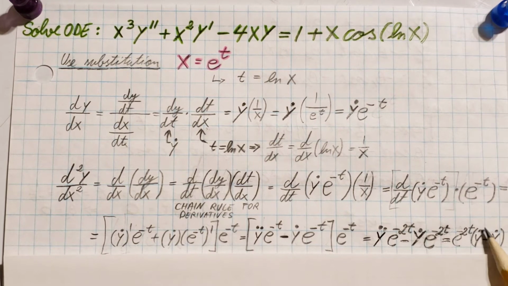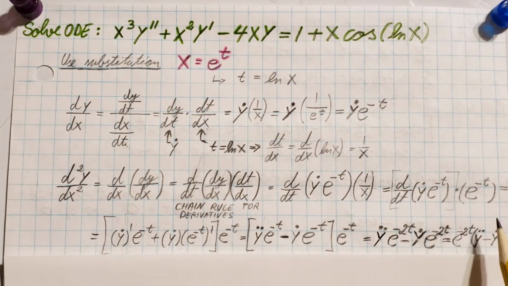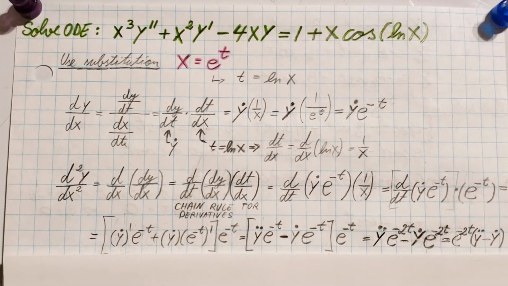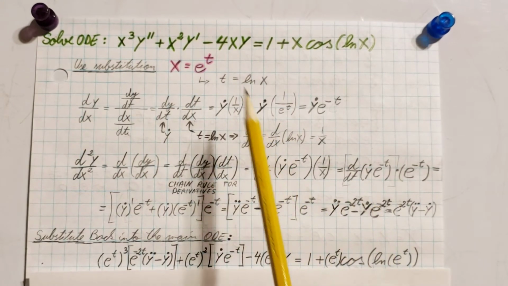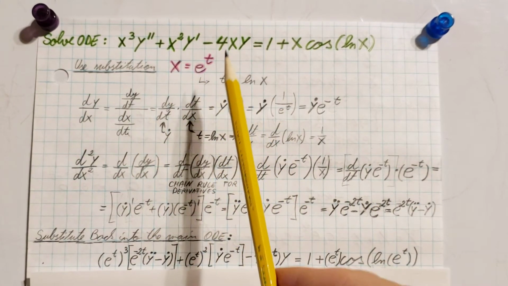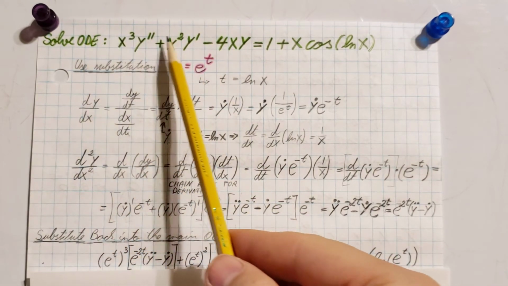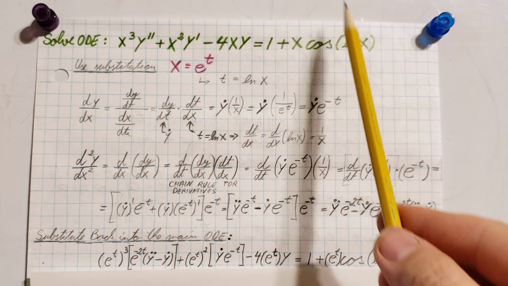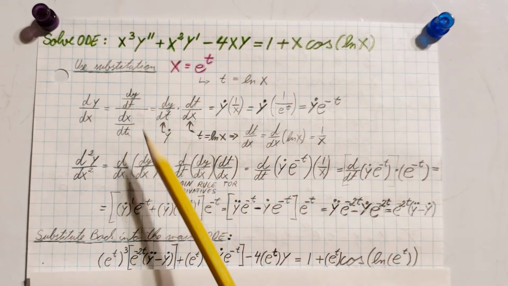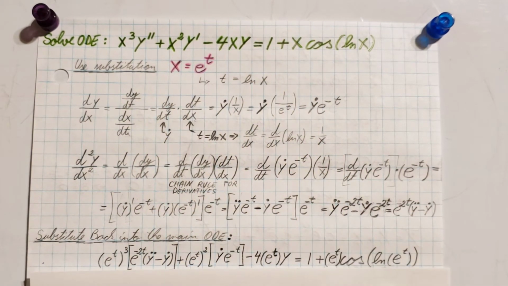and we get this final form of e to the negative 2t, parentheses, y double prime, let's say double dot, minus y dot. Now we got these two, and we can plug them into our original equation and get rid of all our x's, right? And through this process we're also going to obtain constant coefficients. So that's what I'm going to do next.